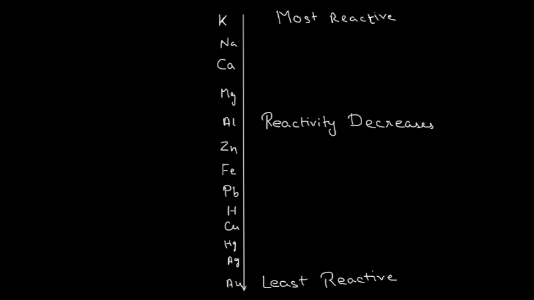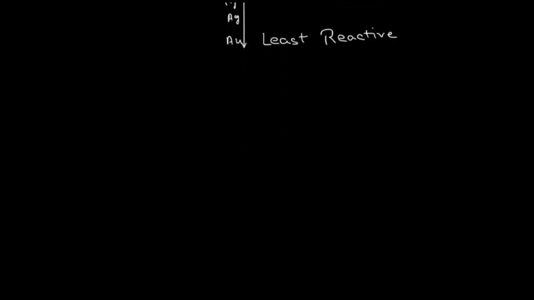So the most reactive element is K, that is potassium, after that sodium, after that calcium, then magnesium, then aluminum, then zinc, then iron, then lead, then hydrogen, then copper, then mercury, then silver, and at last gold. So gold is one of the least reactive elements. So this is all about reactivity series. Now we'll study about reaction of metals with nonmetals.